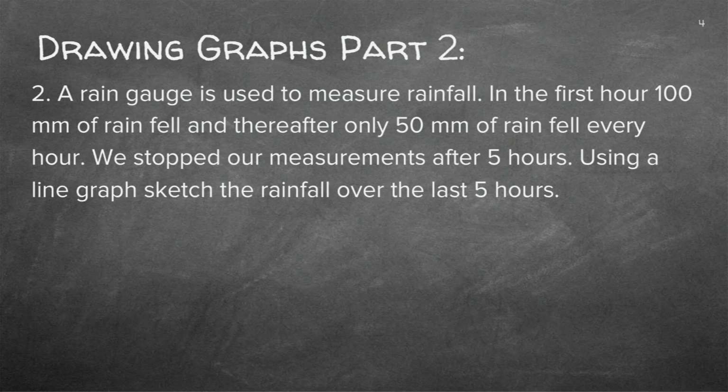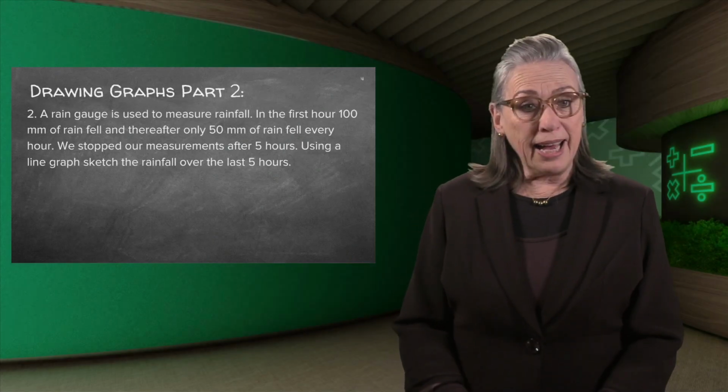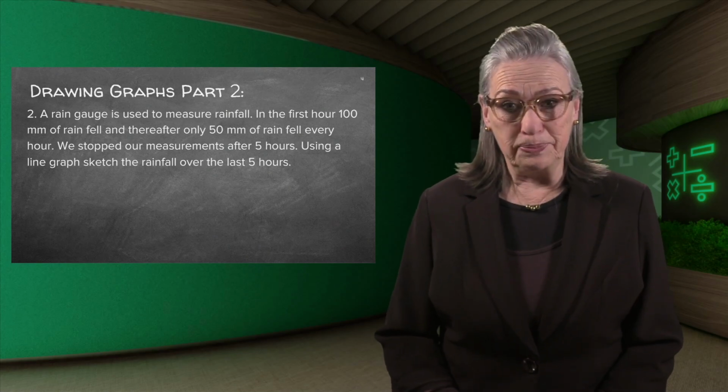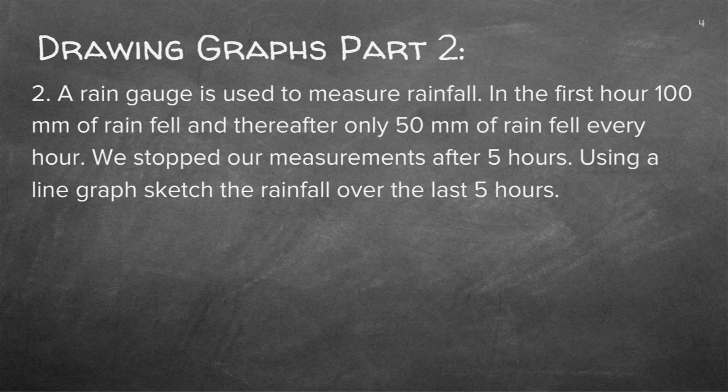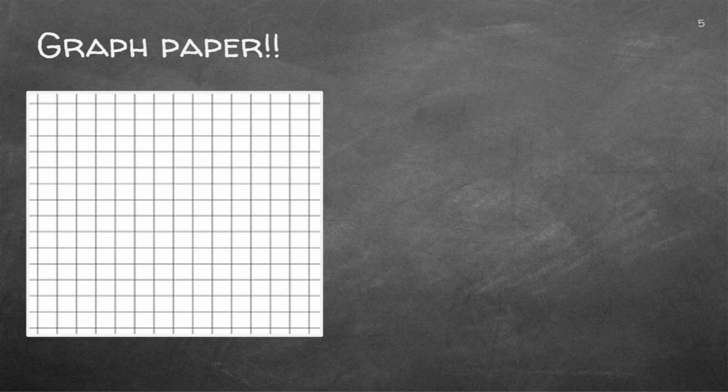Let's do another one. This is now your turn to draw a graph. A rain gauge is used to measure rainfall. In the first hour, 100 millimeters of rain fell, and thereafter only 50 millimeters of rain fell every hour. We stopped our measurements after 5 hours. Using a line graph, sketch the rainfall over the last 5 hours. So now we're going to look at this.